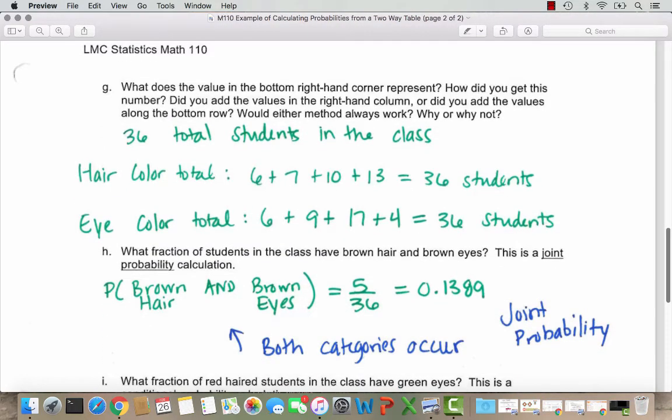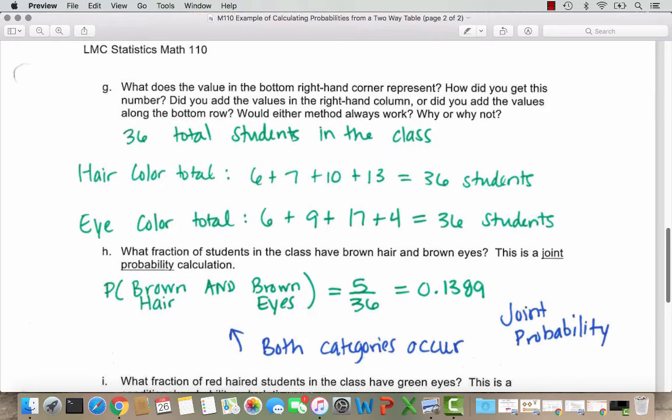Question G asks us to think about what that value in the bottom right corner represents and how we get this number. We know that's 36 total students in this class. If we do the hair color total, adding up the hair color values in the right-hand column, we can add 6 plus 7 plus 10 plus 13, and that gives us 36 students total. We could also add up the eye color total from the values in the bottom of the table. So 6 plus 9 plus 17 plus 4 also gives us 36 students. When I construct a table, I like to double check both calculations to make sure I haven't made any typos or mistakes counting. If your rows and your columns all add up to the same total value, you know you've done your table correctly.